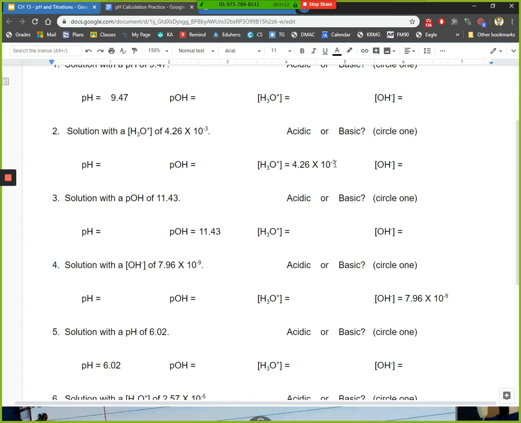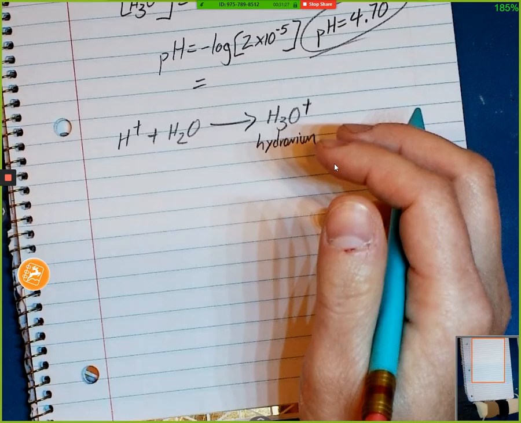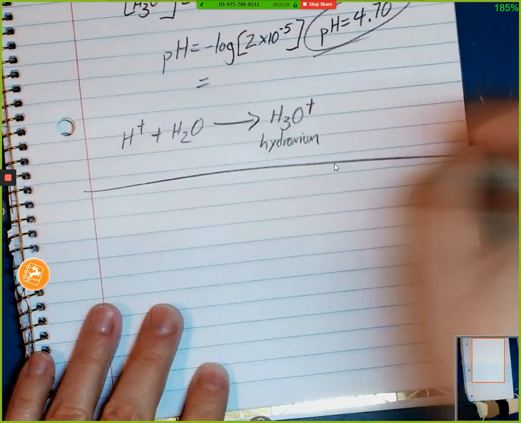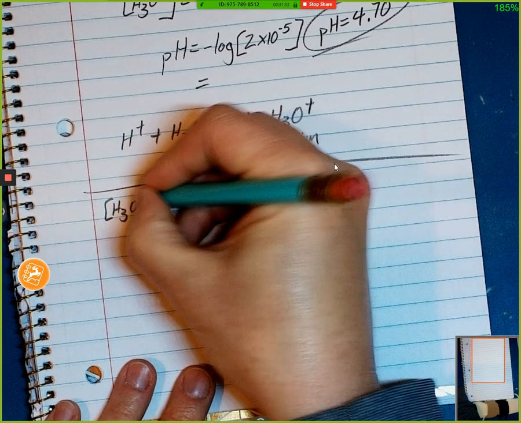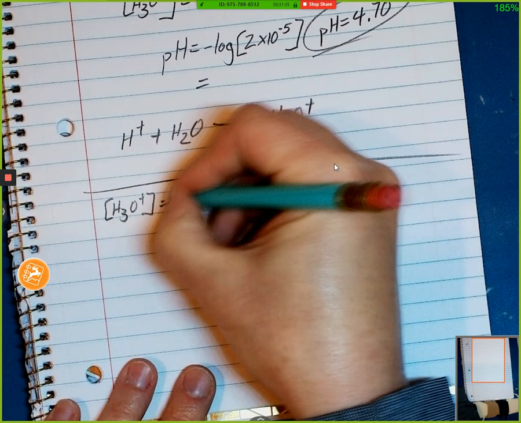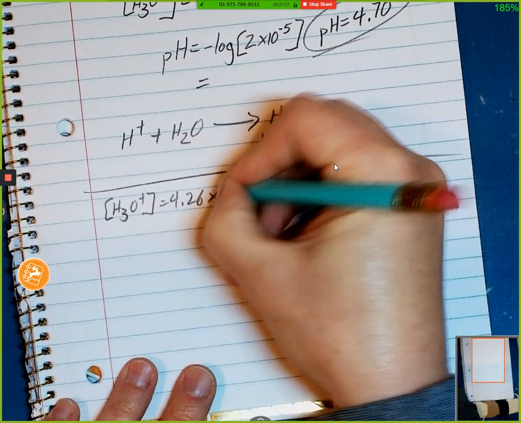Let me go over to my paper here real quick. Okay, 4.26 times 10 to the minus 3. Hydronium concentration, 4.26 times 10 to the minus 3.